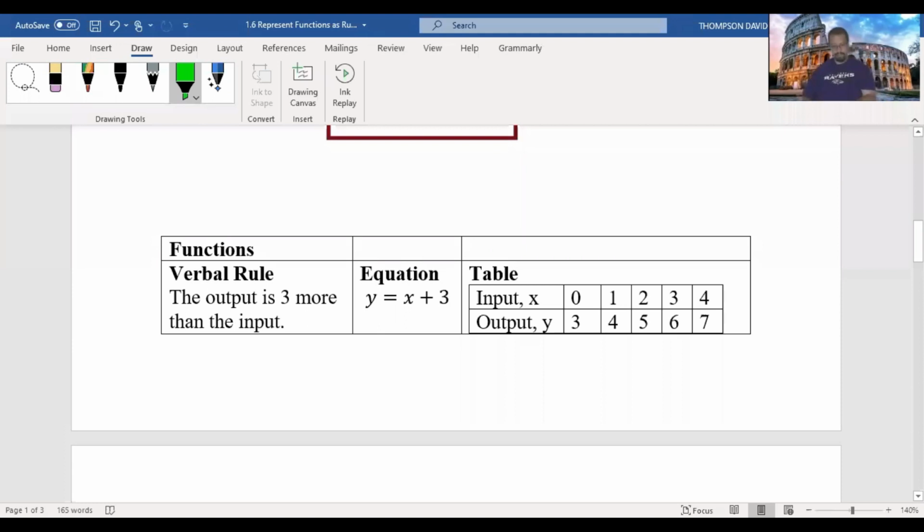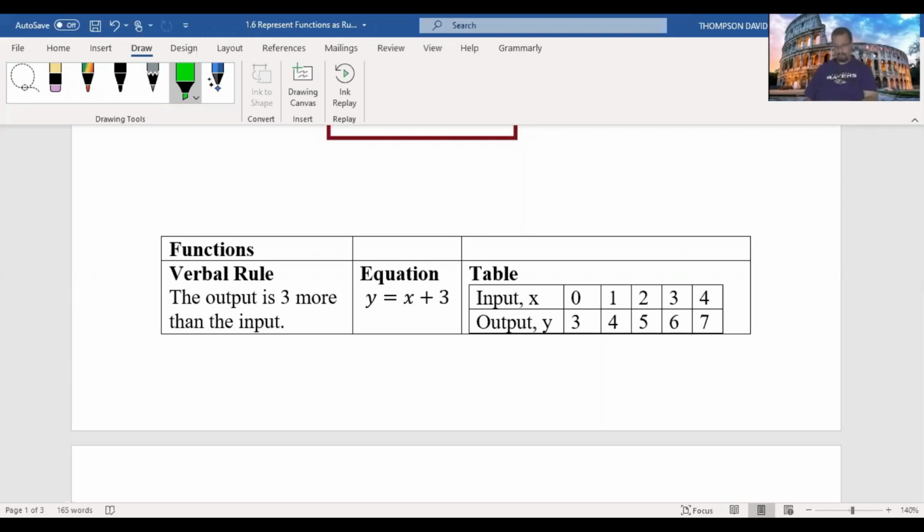So essentially, there are three ways to represent a function. One, using the verbal rule. For example, we can say that the output is 3 more than the input. As an equation, y equals x plus 3. Take note, we're using x as our input, y as our output.